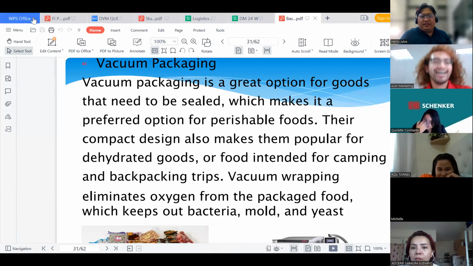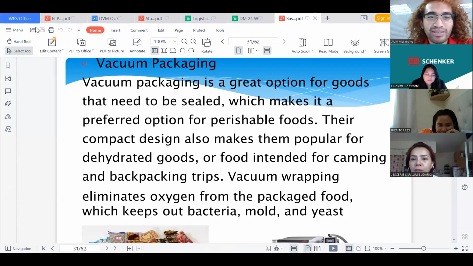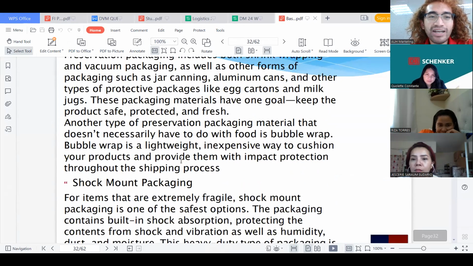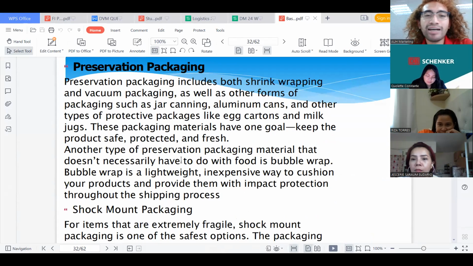Okay, next. Preservation packaging. Preservation packaging includes both shrink wrapping and vacuum packaging, as well as other forms of packaging such as jar canning, aluminum cans, and other types of protective packages like egg cartons and milk jugs. These packaging materials have one goal: keep the product safe, protected, and fresh.